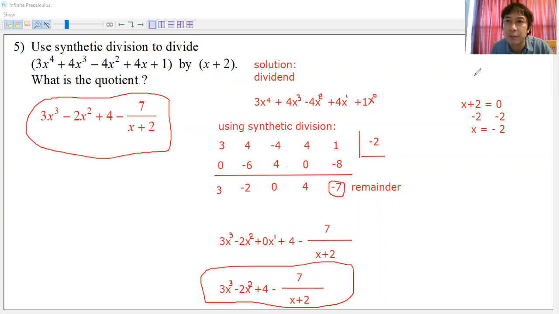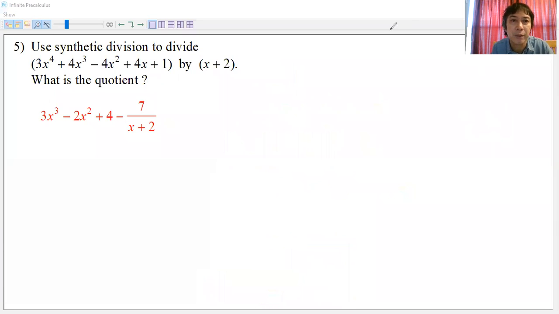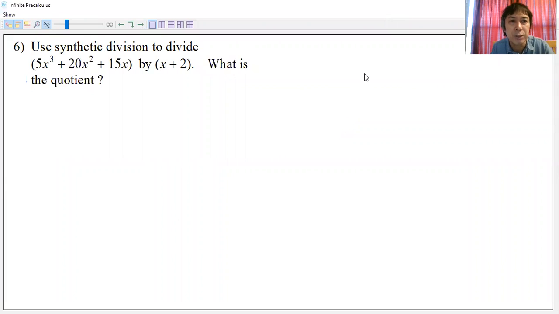Let's continue with the next number. Let's proceed to number 6. Here's number 6. Use synthetic division to divide 5x cubed plus 20x squared plus 15x by x plus 2. What is the quotient? All right, so let's do our solution.